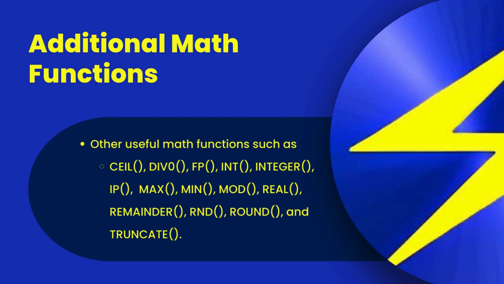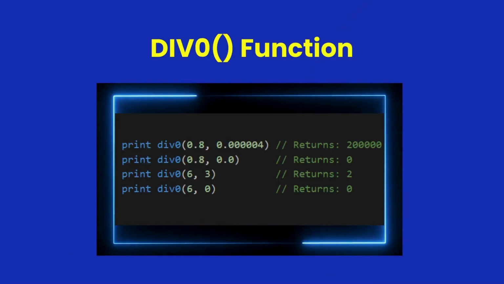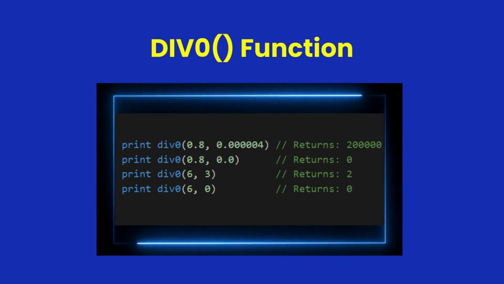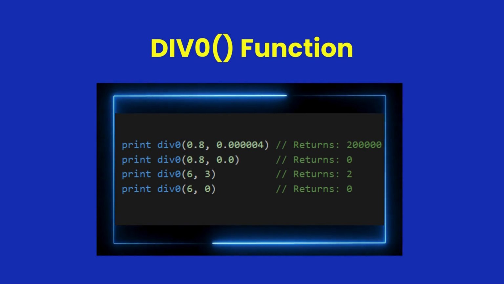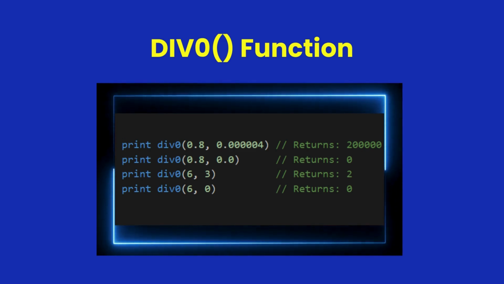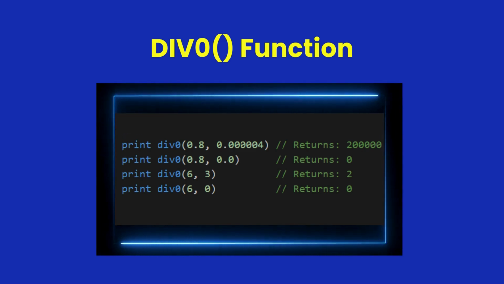The div0 function divides two numbers and returns 0 if the divisor is 0. Examples include: the div0 function ensures safe division operations by handling zero divisors gracefully.